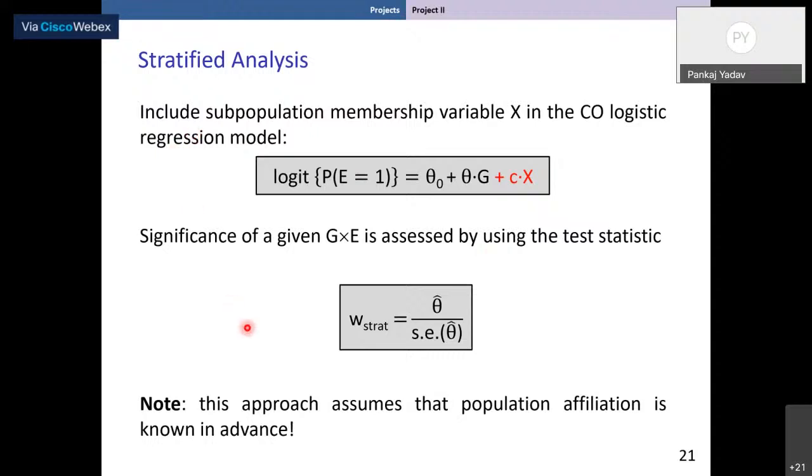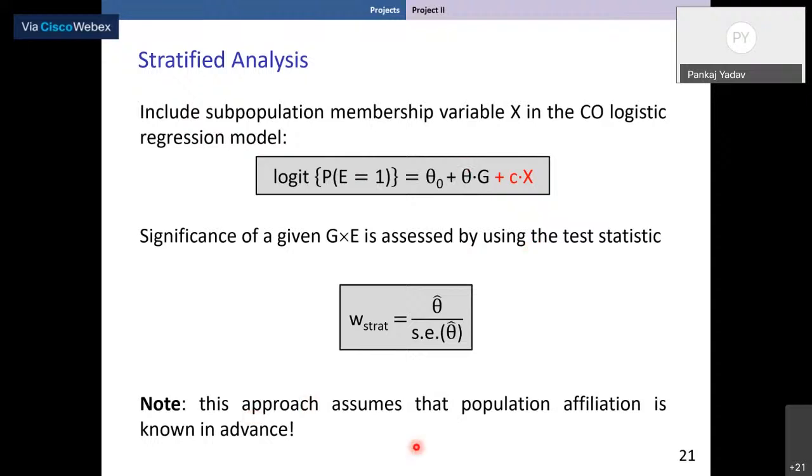and looked at whether these strategies might work or not. So as I said, in this stratified analysis, what I did is I included the subpopulation membership variable X in the case-only regression model. This was the model that we showed previously in the slides. So now we have another variable, the subpopulation membership variable, added to this model. And now the significance of this G cross E is assessed by using a test statistic that I call W strat, because we now have a stratified measure of the estimate.